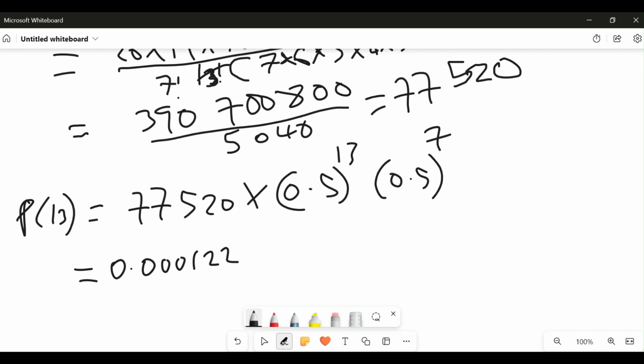That will be 0.0000122, times 77520, times what is 0.5 raised to power 7? That will be 0.00781. So when you do this multiplication using the calculator, what do we get?